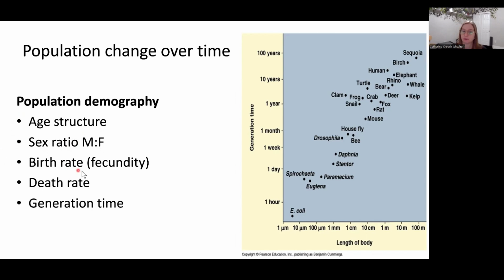We also have our birth rate. How many babies can you have? And can you have more than one set of babies? How many babies you can have at once is fecundity. So the more offspring at once, your higher reproductive output, that's fecundity. And it's specifically at once, not over your lifetime.